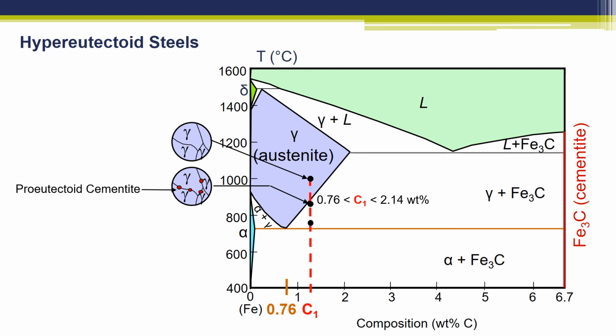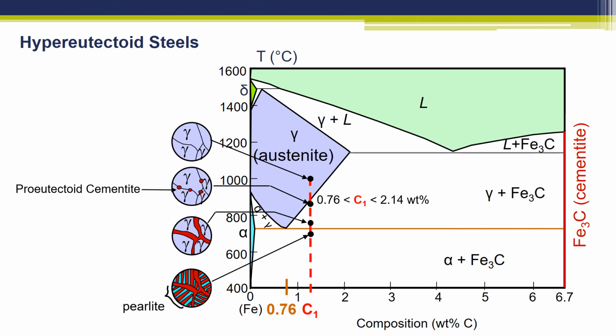Further cooling to just above the eutectoid temperature will produce an increased fraction of the cementite phase. As the temperature is lowered through the eutectoid, all remaining austenite is converted into pearlite.